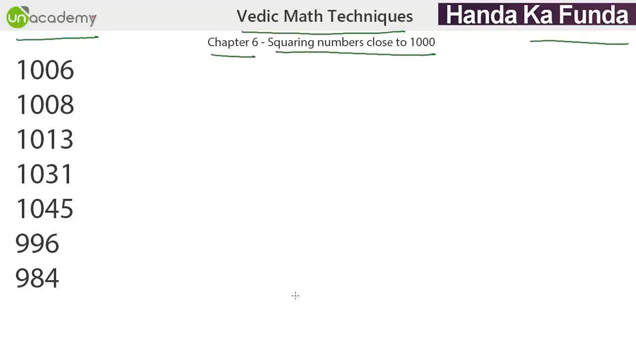So let's get started. Now, when you are squaring a number close to 1000, what you need to do is realize that the result will be divided in two parts. The first part and the second part. The second part will always be a 3-digit number, whereas the first part could be 4 digits or could be 3 digits. And how do you calculate those parts? Well, you look at the distance from 1000.